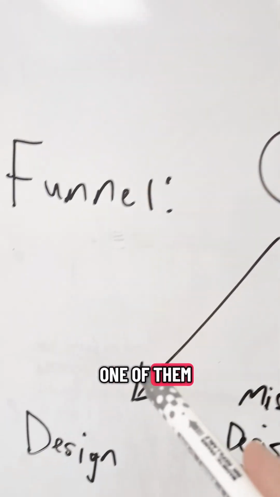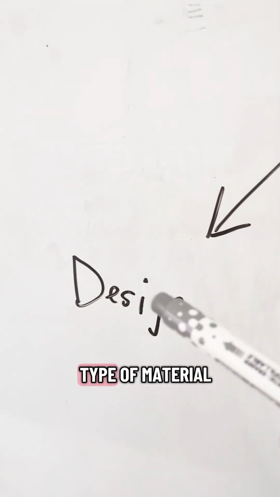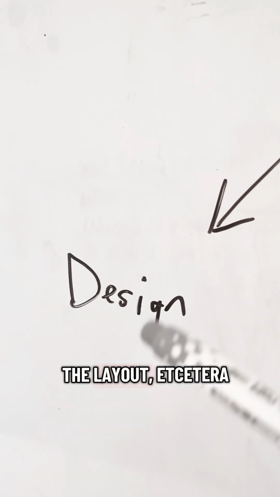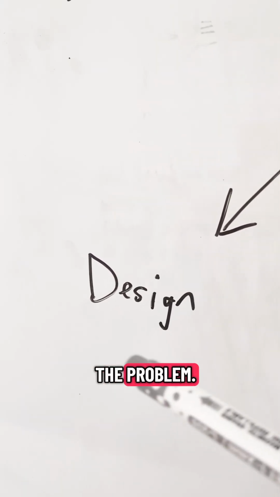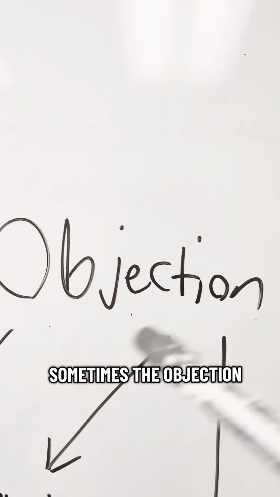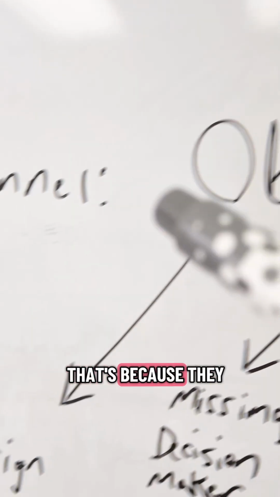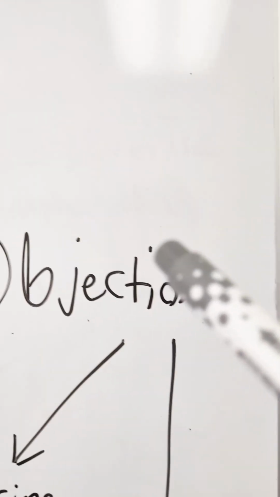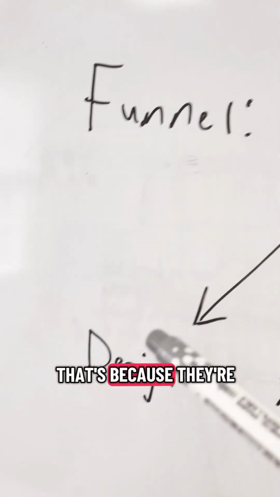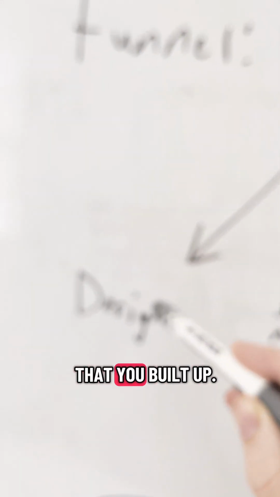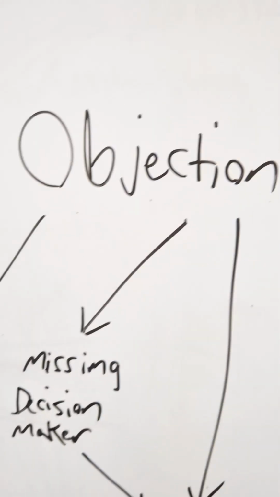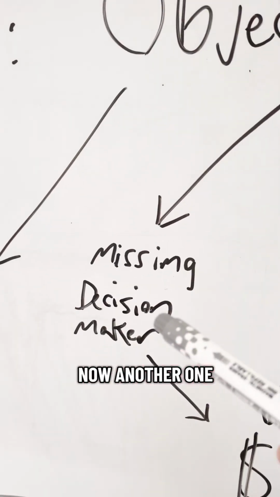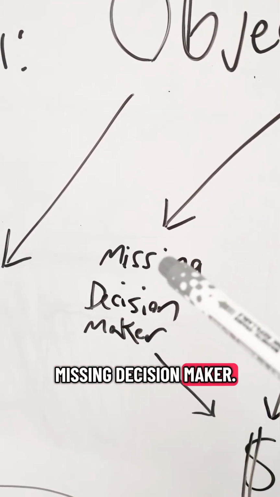One of them is design. That may be the type of material you're using, the layout, etc., but design is the problem. Sometimes the objection is "I want to get another estimate," and it's because they want a different design. That's what they really mean. Sometimes "I have to think about it" is because they're not in love with the design that you built up. Design.